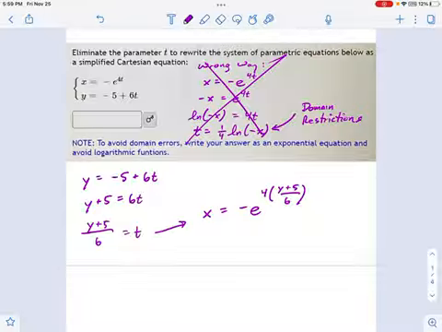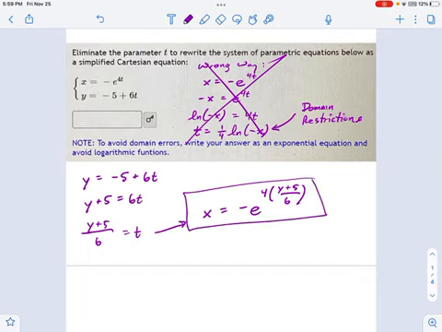And we have here an equation with both x and y in it. So that's what I call Cartesian, and we are done with this thing. And notice there's no domain restrictions either. Exponents can be anything, negative, positive, it doesn't matter. So I haven't introduced any new domain restrictions that shouldn't have been there. That's really the point of this hint right here.